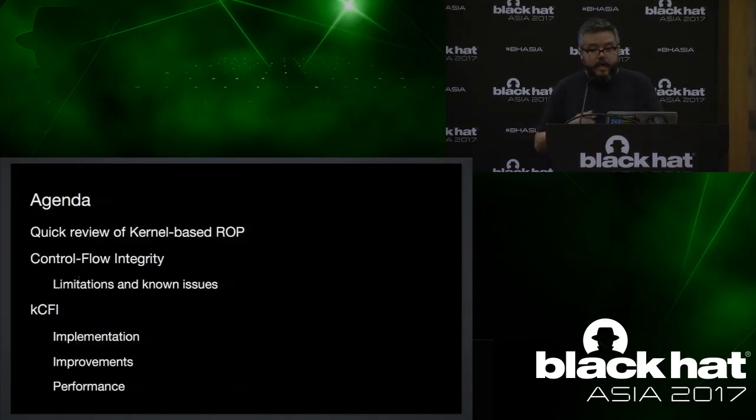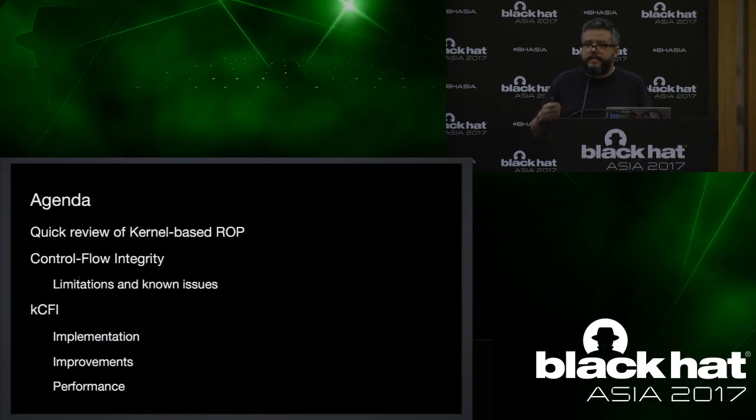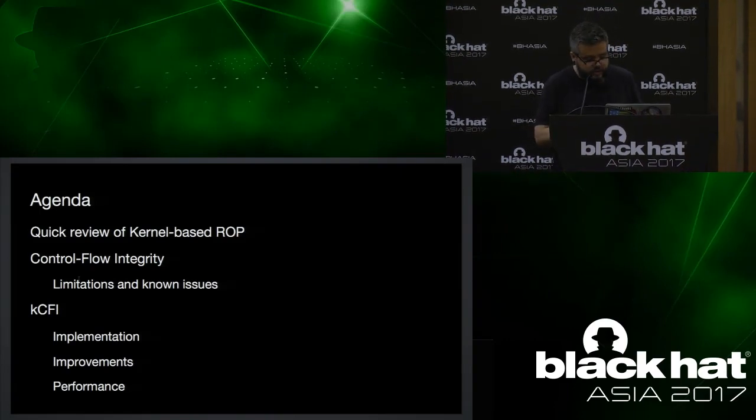So this is our agenda. This is basically what we're going to talk about. First, we're going to do a quick review on kernel return-oriented programming and check out why this is a thing. And then I'm going to give a quick look at control flow integrity, showing its limitations and the known issues regarding CFI. CFI is such a big name currently, but we have to pinpoint what the problems behind CFI are. And then I'm going to talk about KCFI itself, which is our implementation. I'm going to give some technical details regarding it. Then I'm going to talk about the improvements that KCFI brings over known CFI issues, and then we're going to talk a little bit regarding its performance.